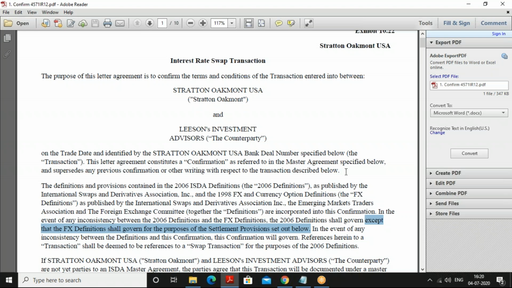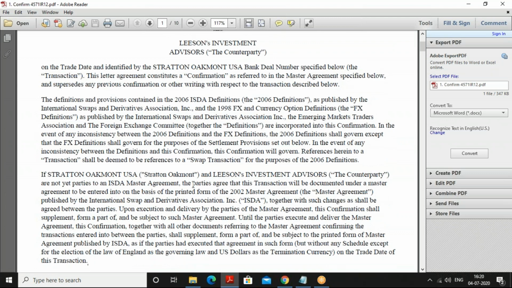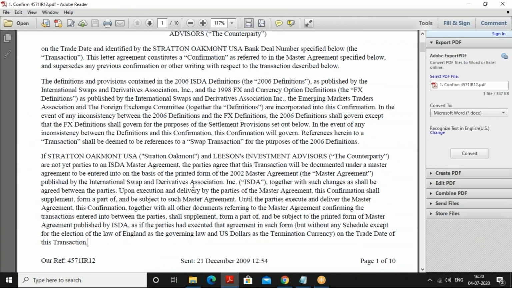All right. So the first page is what we call the preamble. We won't go through all of it, but there are certain things that I want to highlight.